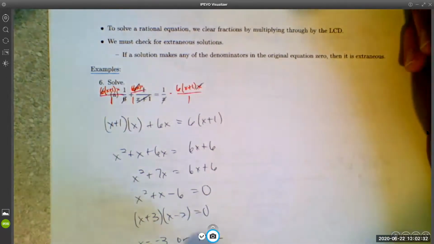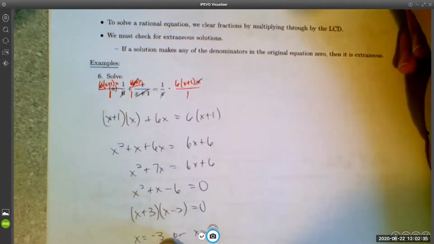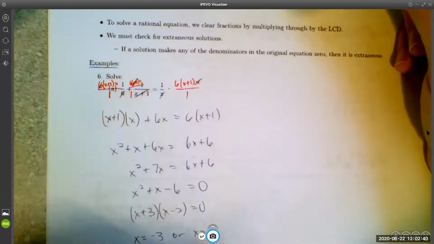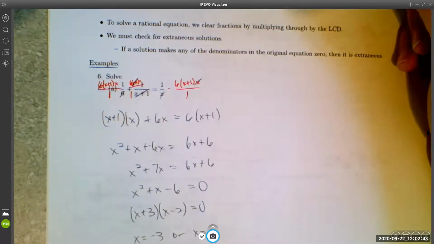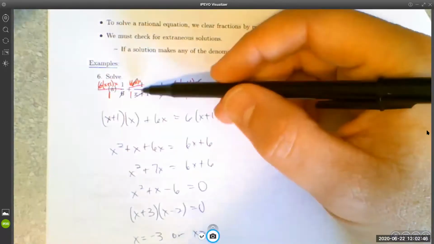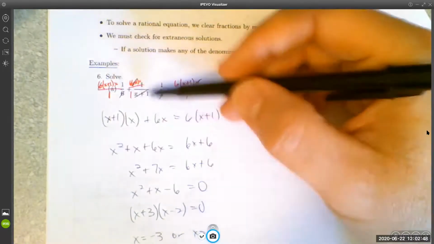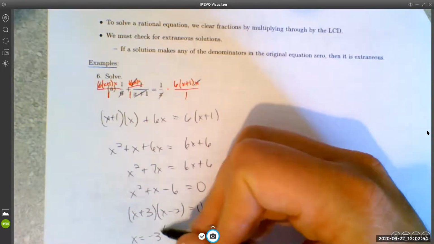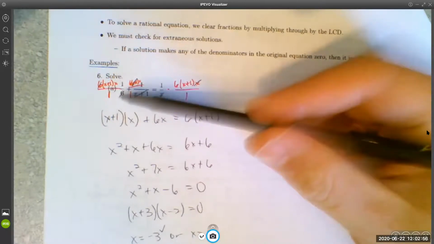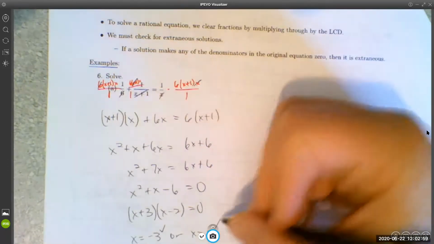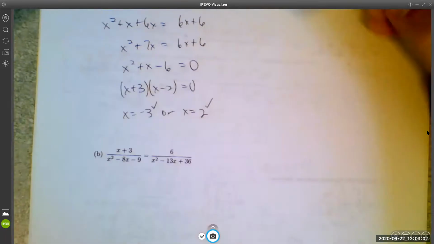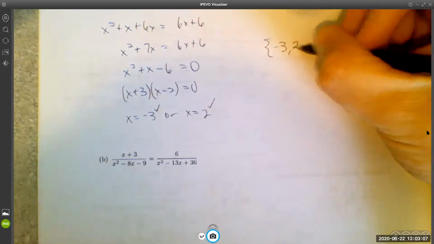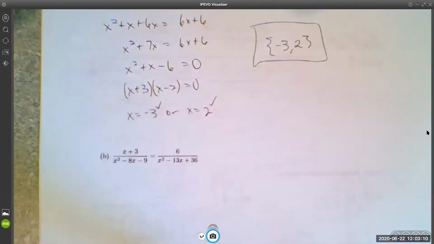Now, to check to see if either of these are extraneous, what I need to do is plug them back into the original equation. And if they make any of the denominators 0, then they're extraneous solutions, okay? So if I plug in negative 3, here I get 6, here I get negative 2, and here I get negative 3. So none of the denominators there are 0, so that's fine, right? If I plug in 2, I get 6, 3, and 2, so 2 is also okay. So both of these solutions are true solutions. They're not extraneous. Right, so there's my solution set.